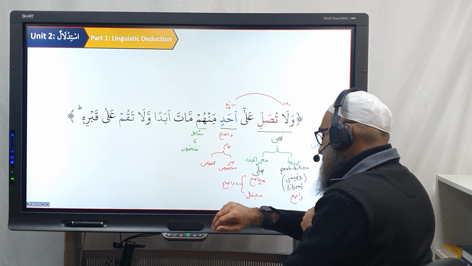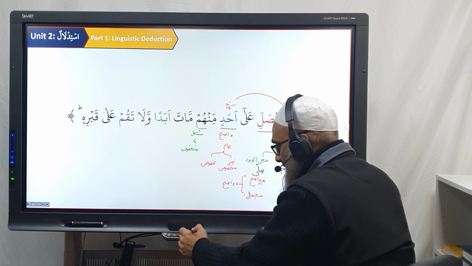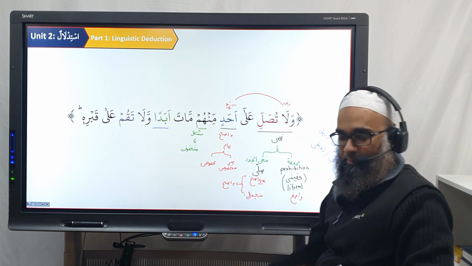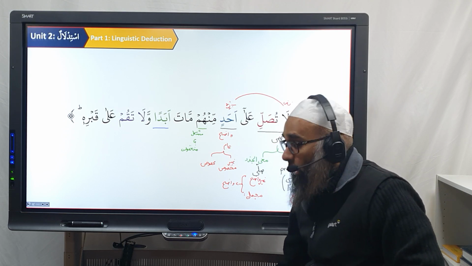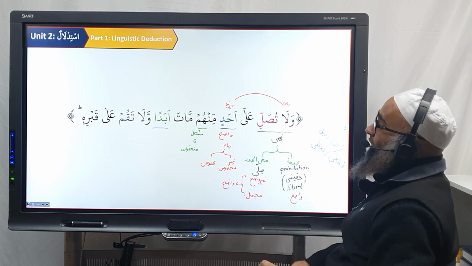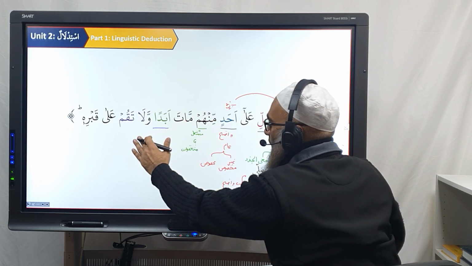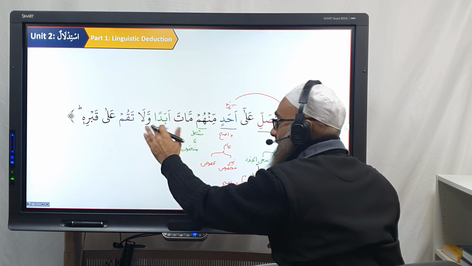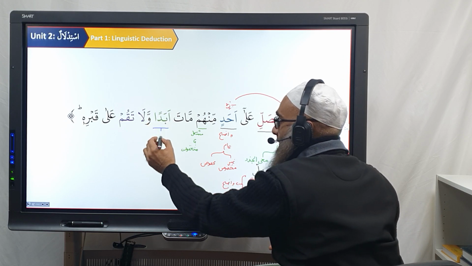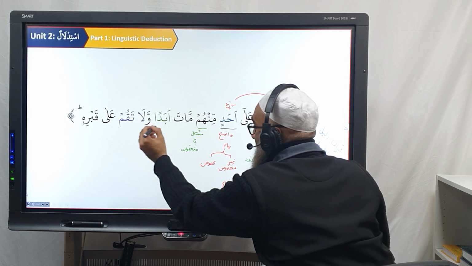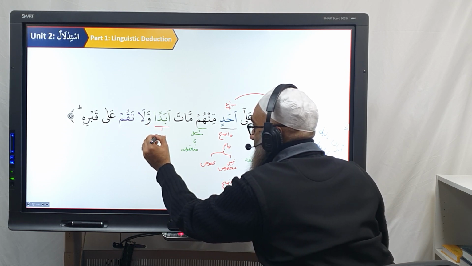Okay, let's move on to the word abadan. How would the word abadan influence the sentence? Let's leave abadan for now. We know abadan is a khas word. It's wadih, it has a known meaning. We know what the word means.